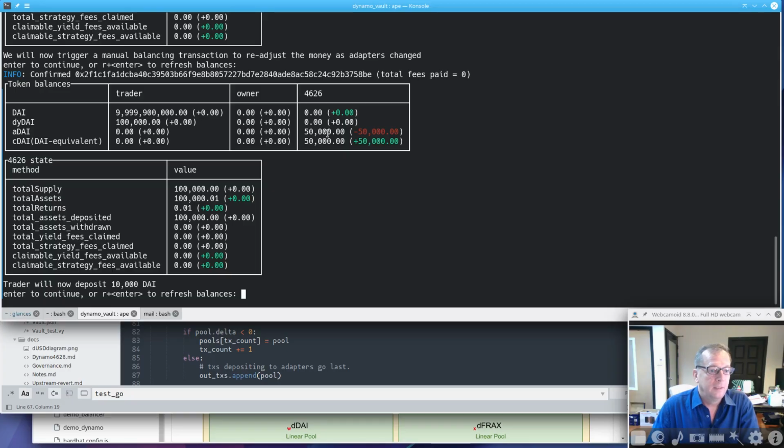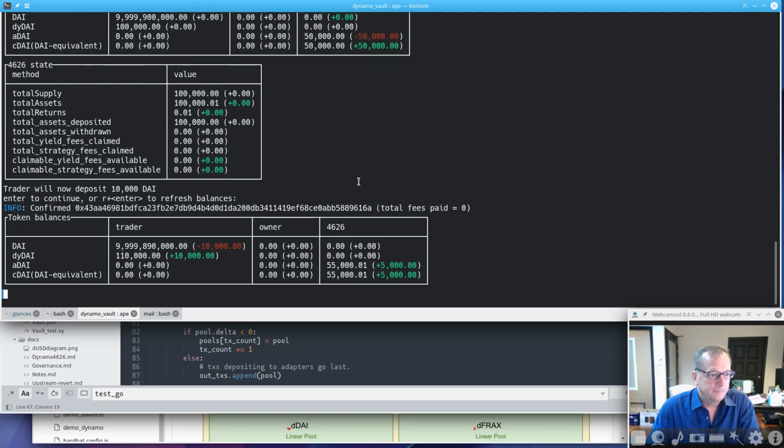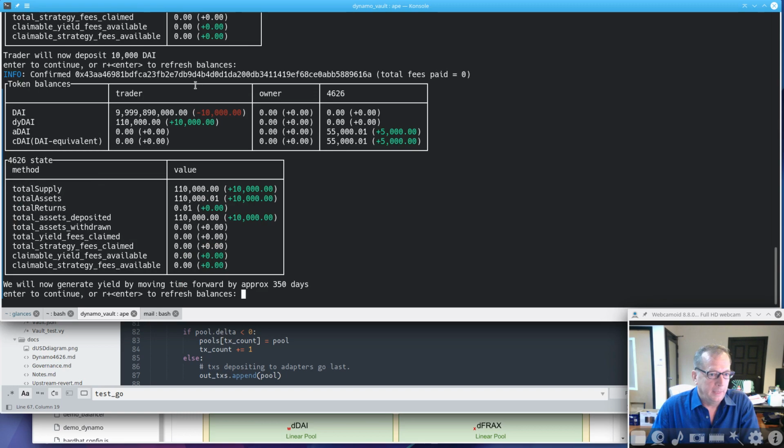50,000 deducted of aDAI, and that's been deposited into Compound, and so now we have 50,000 worth of assets in cDAI. Now the trader is going to deposit another 10,000 DAI. And boom, as you expect, it got split into two, 5,000 into Aave and 5,000 into Compound. And so all of our balances look correct.